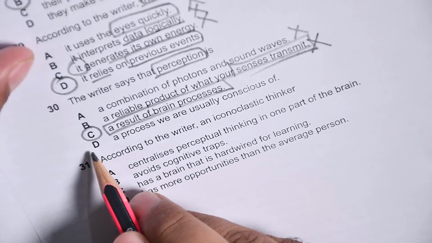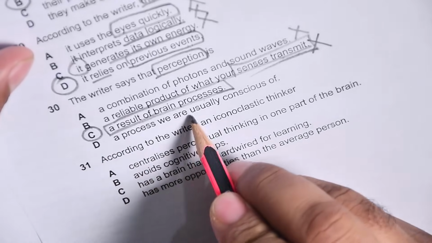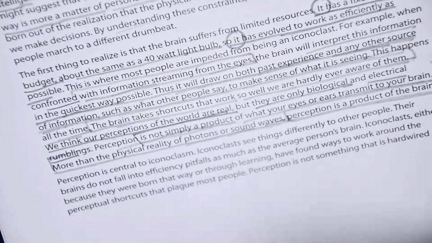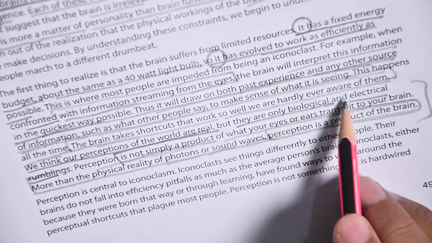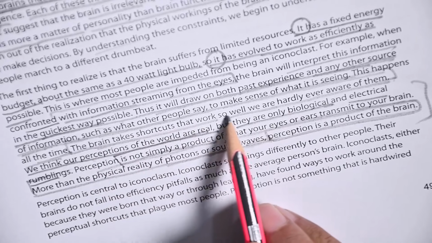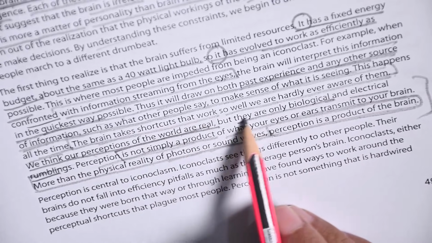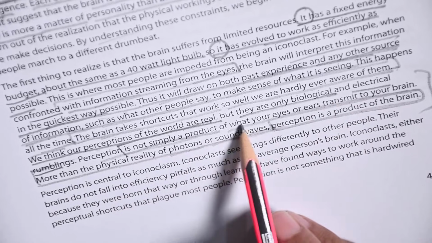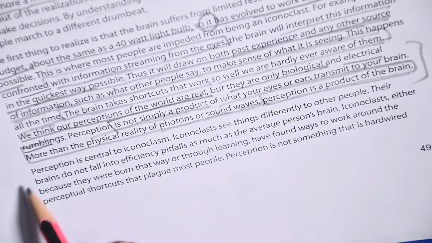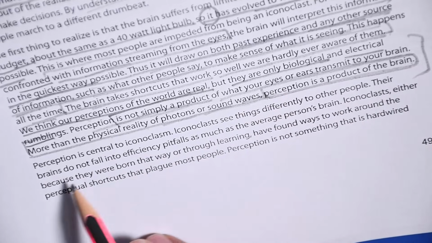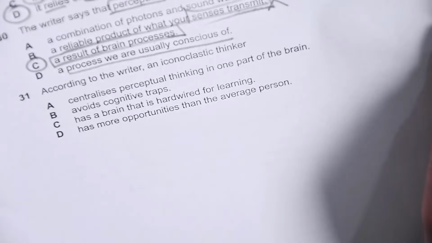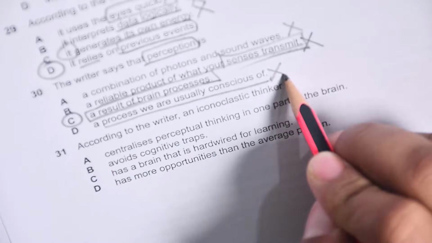Now, let's see why D is the wrong option: a process we are usually conscious of. Let's see if they mention anything about it. This happens all the time. We think perception is of the real world, but they are only biological. Perception is simply a product of the brain more than the physical reality of photons and sound waves. They must mention it somewhere, but actually that is the right answer. So this is also wrong.